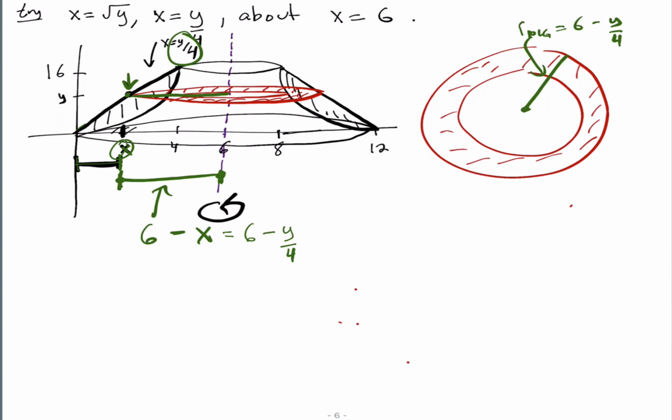All right, so now what about the small radius, which is from here to here? It's probably not hard to figure out now that we figured out that one, right? It's going to be 6 minus the square root of y, exactly. 6 minus that x value, which is the square root of y. Does that make sense?